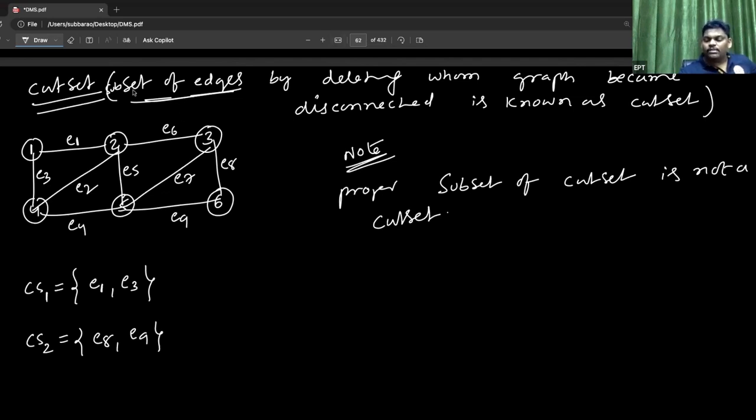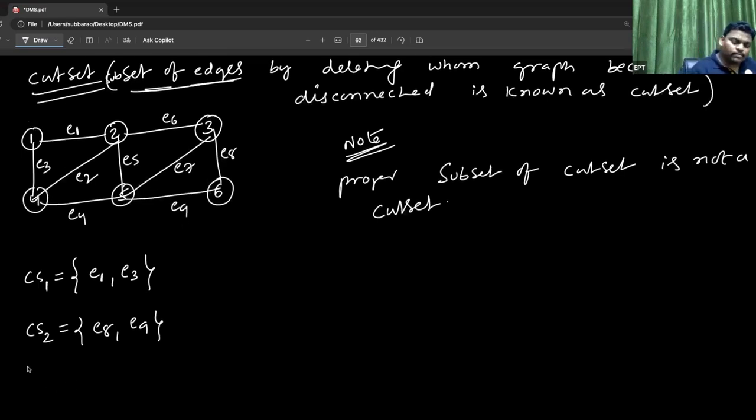Cut set: a subset of edges by deleting which the graph becomes disconnected is known as a cut set. Now see the definition: a proper subset of a cut set is not a cut set. Now see this one. If I delete E1, E3, the graph becomes disconnected, so CS1 is a cut set. Next one: if I delete E8, E9, the graph becomes disconnected. That is also a cut set.